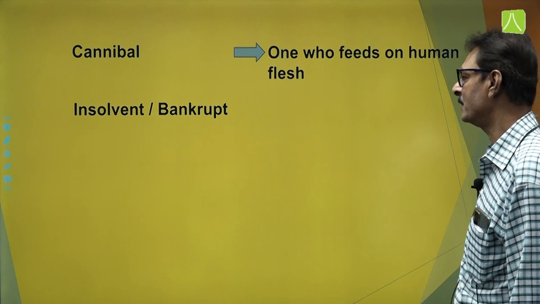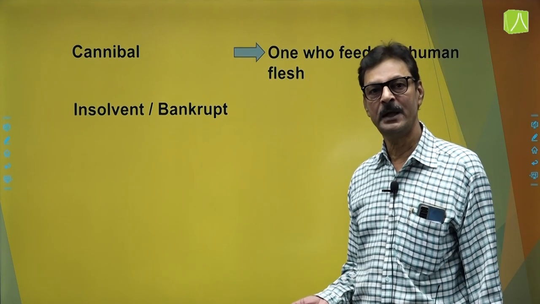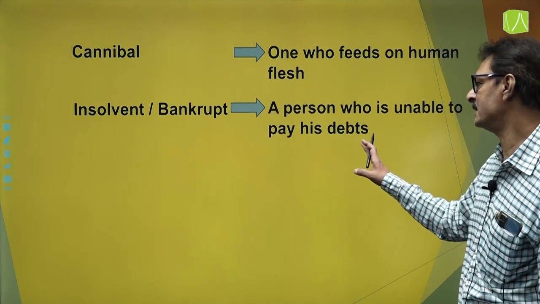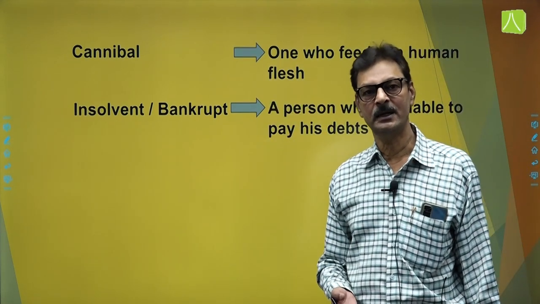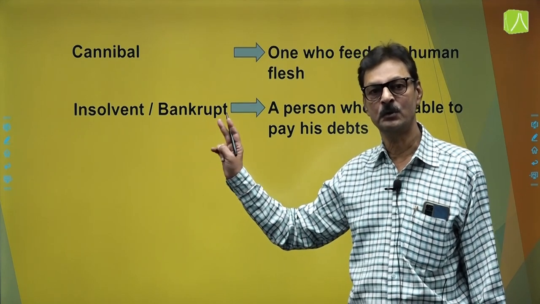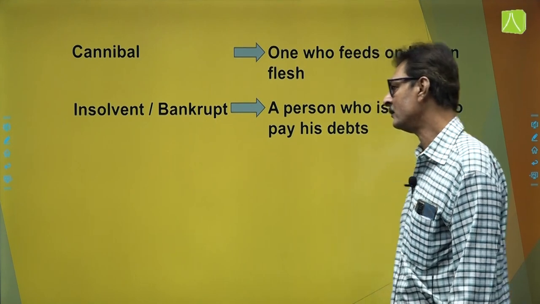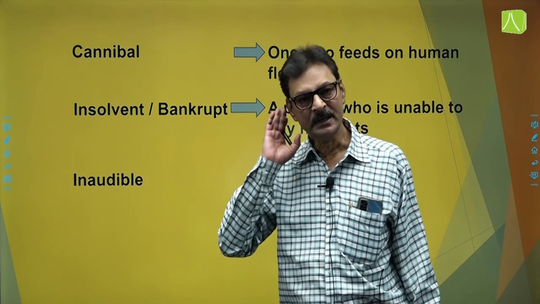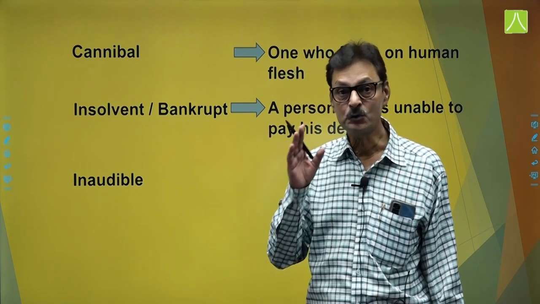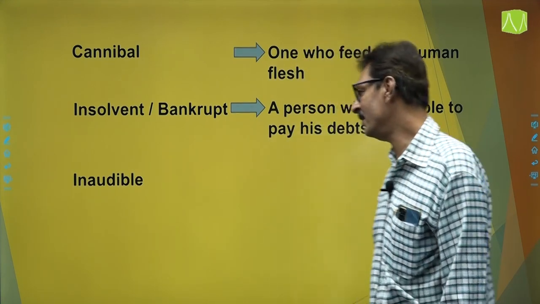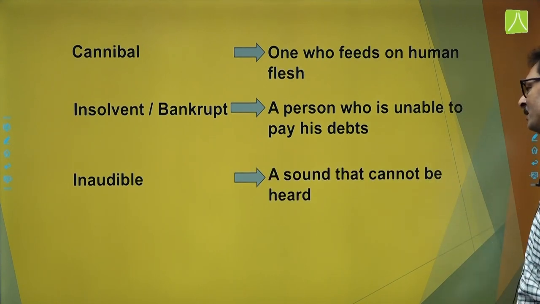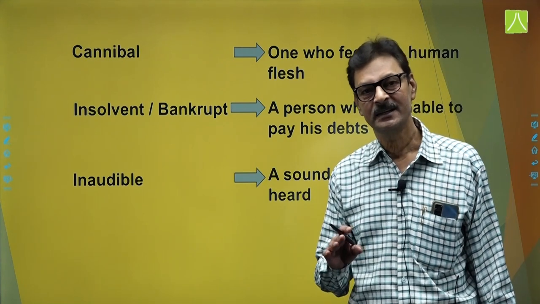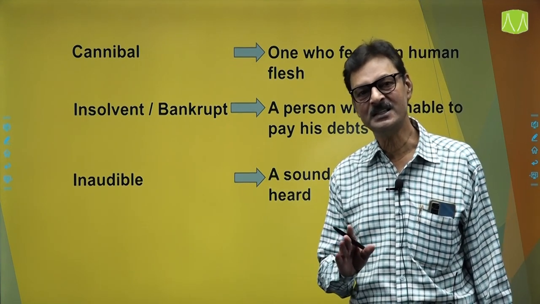Insolvent or bankrupt. One who is unable to pay the loan of the bank. One who is unable to pay his dues, his debts. That is udhar. In Hindi we say diwaliya. Insolvent or bankrupt, two words. Finally, inaudible. Audible, sunai dena, inaudible, in is a root word for not. So, one who cannot be heard, that is inaudible. That which cannot be heard is called inaudible. That which you cannot see, what will we call it? Invisible.